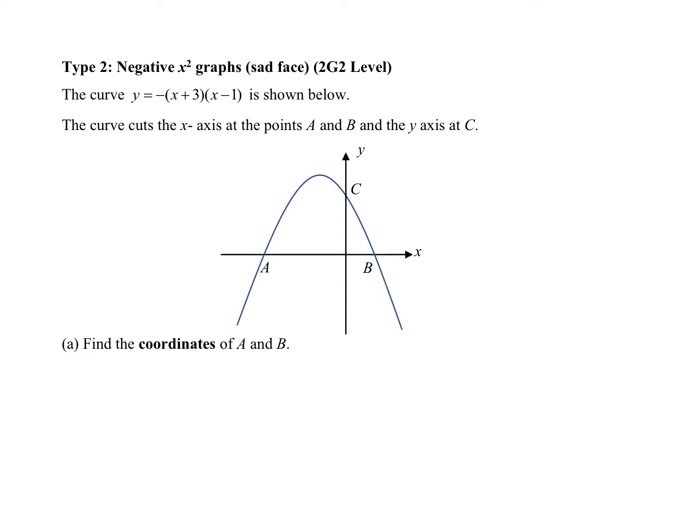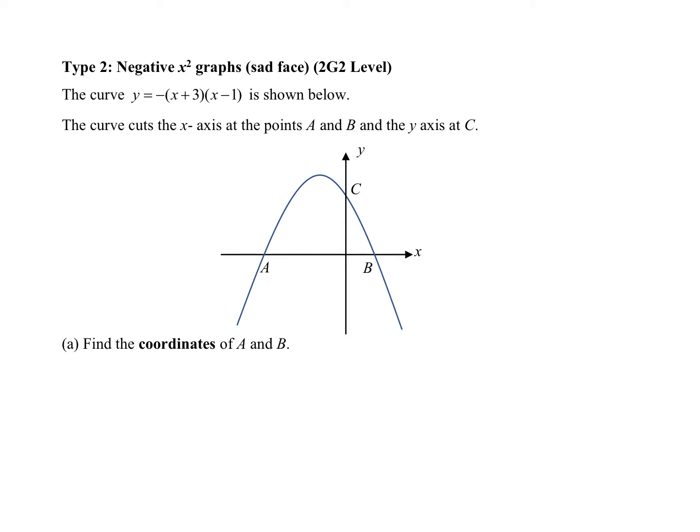So if we were given this equation over here, y equals negative bracket x plus 3 and x minus 1. Okay, this is shown in this graph below. So you notice that this is actually a negative x squared. So this negative sign here merely serves the purpose of telling us the shape of the graph. Let us continue with finding the answers.